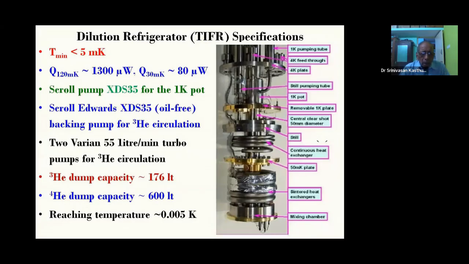In TIFR, they have a dilution refrigerator. The minimum temperature reaches about 5 millikelvin. All specifications are given here for the systems which are used, and the various components are identified in the photograph: 1K pumping tube, feedthrough, 4K plate, etc. And the mixing chamber is at the bottommost point and so on.